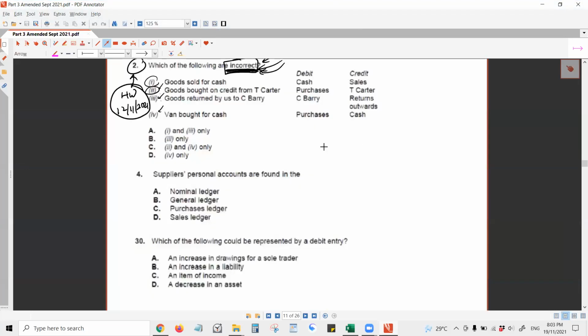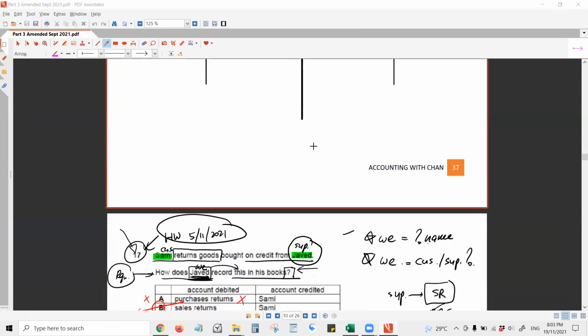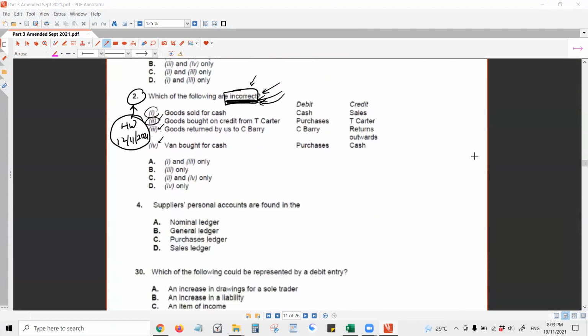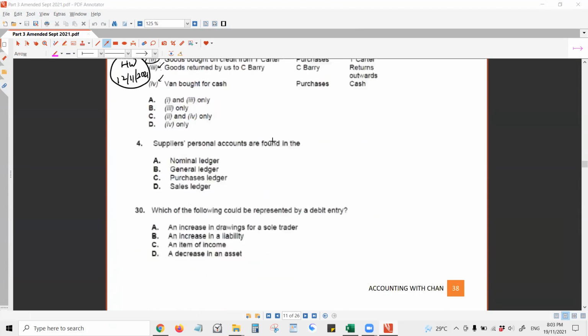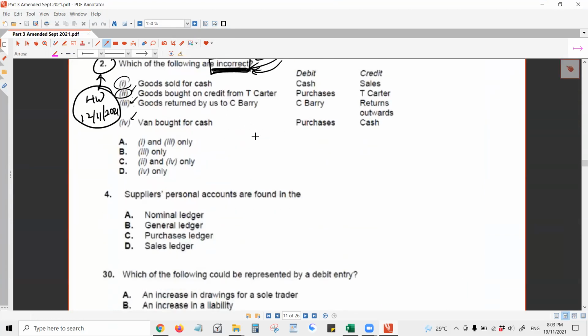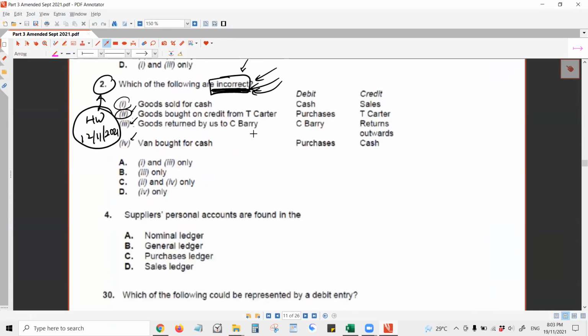Okay, let's go to the homework. Beginning with page 38, question 2. This is the one that I told you to try as homework. Now we discuss, and I hope you have attempted it. It would be more meaningful to you. You learn better if you have attempted it. Now, let's see. We discuss this.